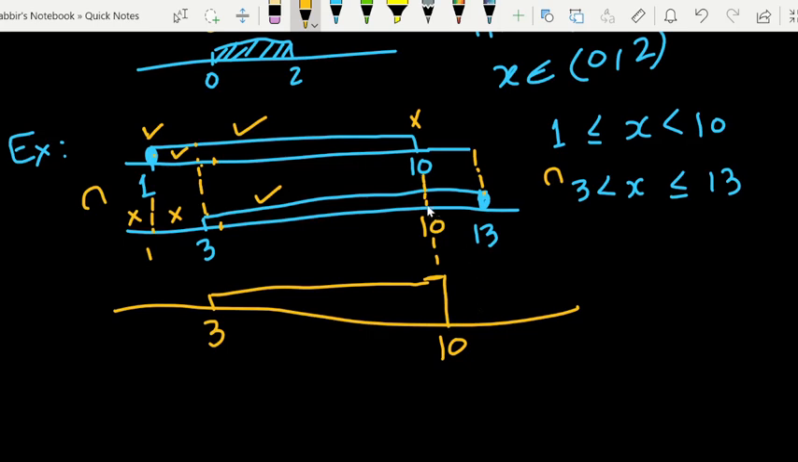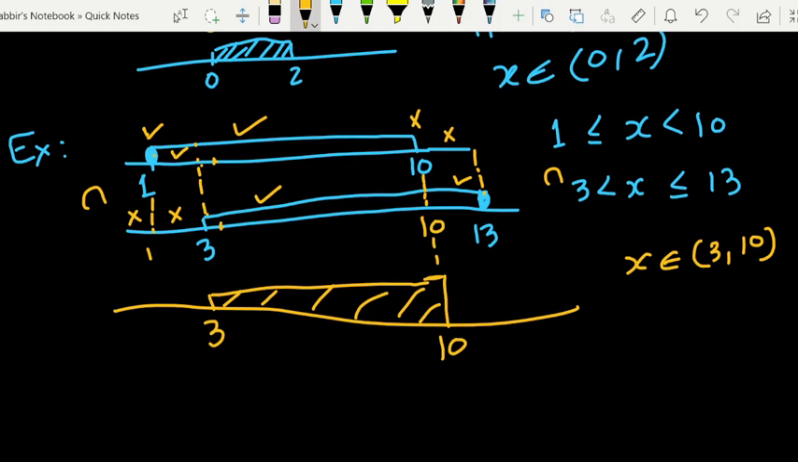Now moving on from 10 to 13, 10 to 13 values are included here, but here there is no value from 10 to 13 in the first inequality, so there won't be any common values after 10. So the final solution would be 3 to 10. So x belongs to 3 to 10, open interval, x belongs to (3, 10). Okay, so that way we find intersection of inequality.